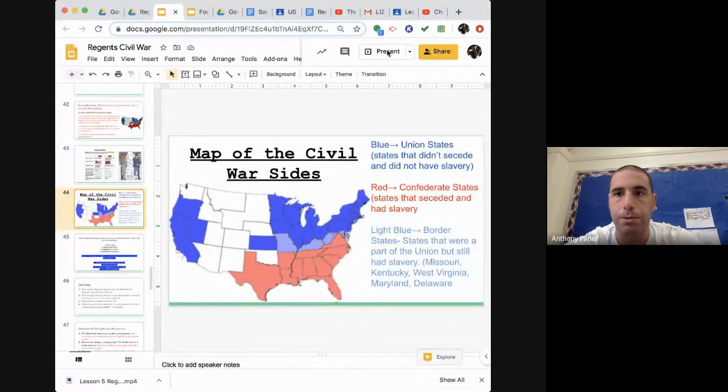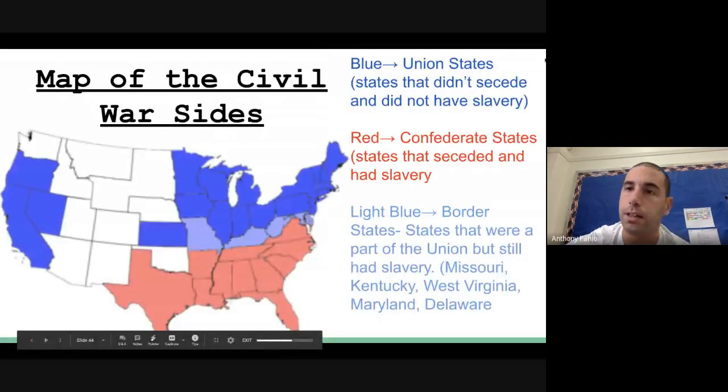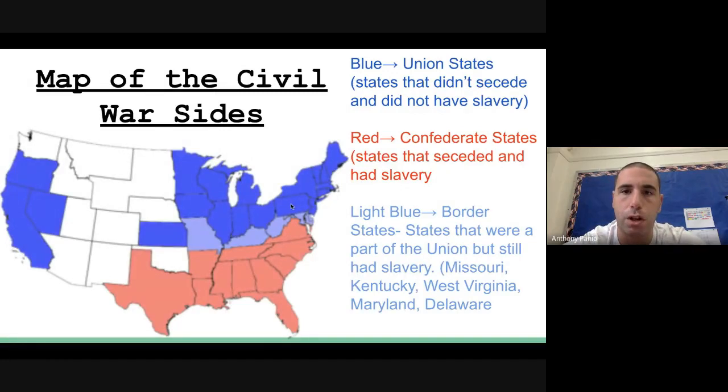With that being said, I want to go to this map really quickly, okay? And this map is just a final look at the breakdown of the Civil War sides and how it kind of breaks down. As you can see, pretty much all the states in this dark blue are Union states. They did not secede, and they did not have slavery. The states in red are all located in the South. They are Confederate states. They seceded, they had their own country, and they had slavery legal.